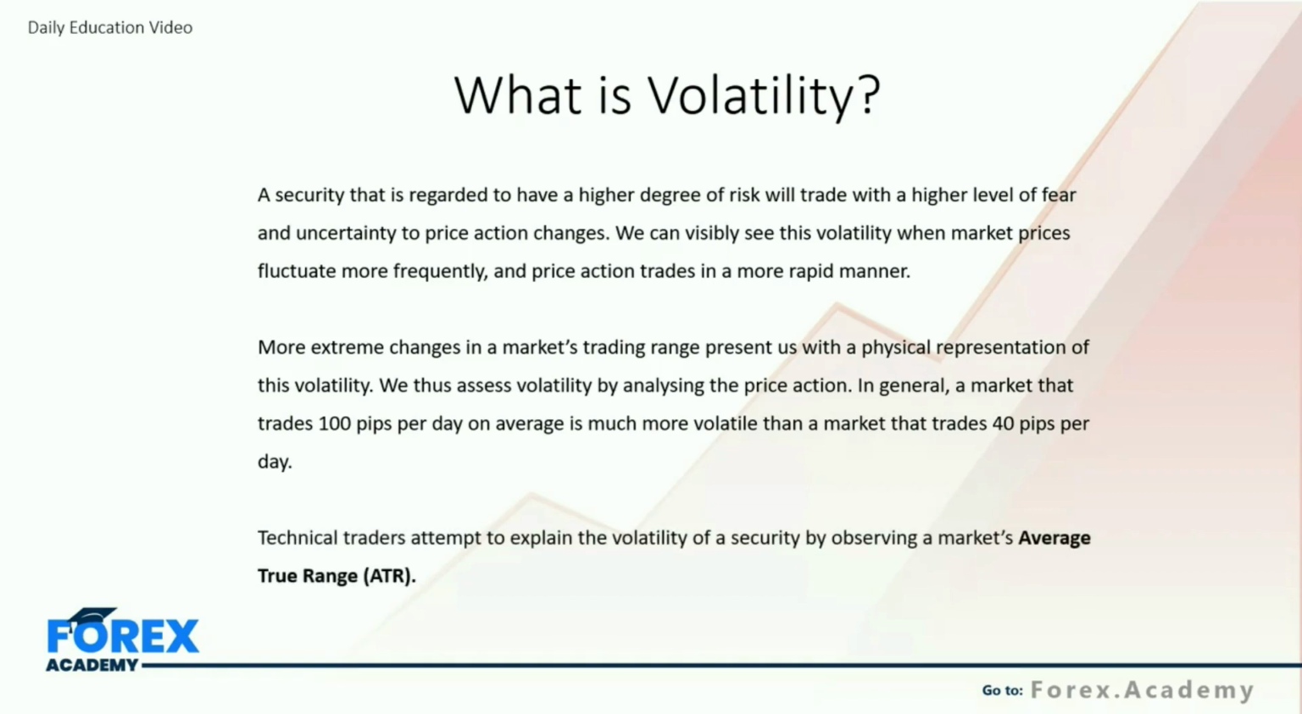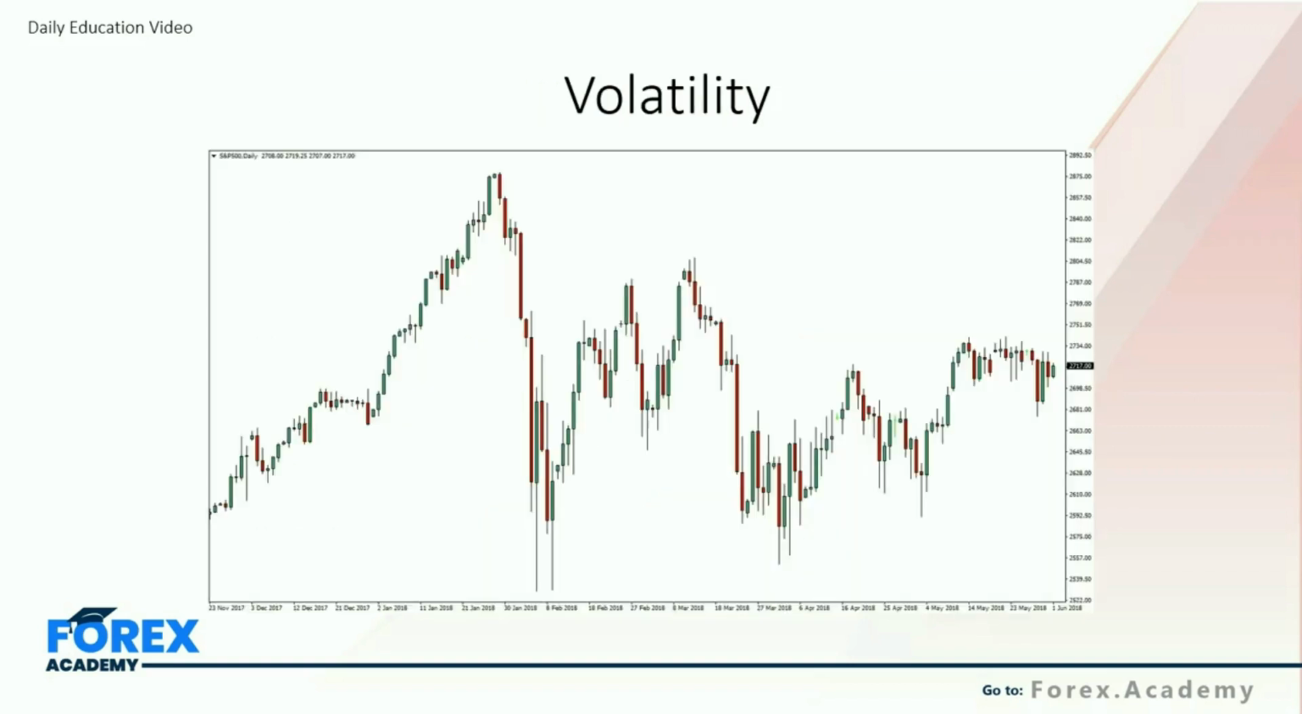That leads us on to discuss the average true range. Technical traders attempt to explain the volatility of a security by observing the market's average true range, or the ATR. If we look at the daily candlestick over a 14-day period, averaged out, the German DAX may trade 70 pips of an average ATR, whereas the FTSE 100 in the UK may trade 100 pips over that 14-day period. Which market is more volatile? The FTSE 100 over this 14-day period.